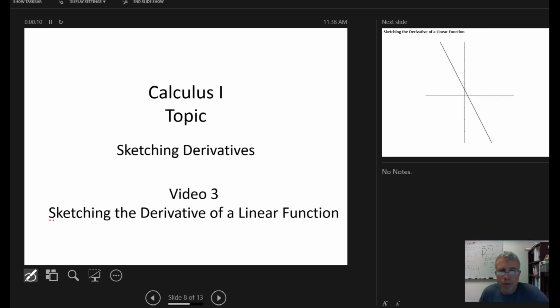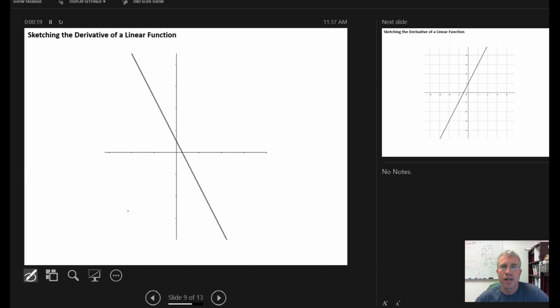So in this video, we're going to go over how to sketch the derivative of a linear function. And we'll look at two different ways that this might show up on an exam. So we're going to have two slides for this. So here's a linear function.